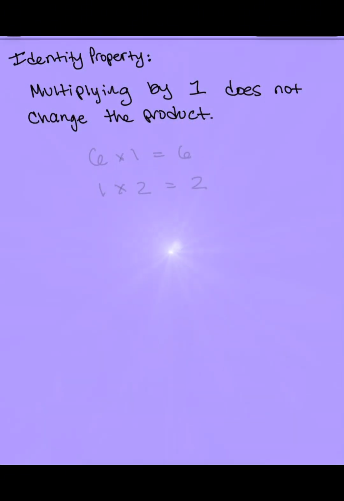The third property is the identity property. Multiplying by 1 does not change the product. So with addition, if you add 0, you don't change the sum. But with multiplication, multiplying by 1 does not change the product.